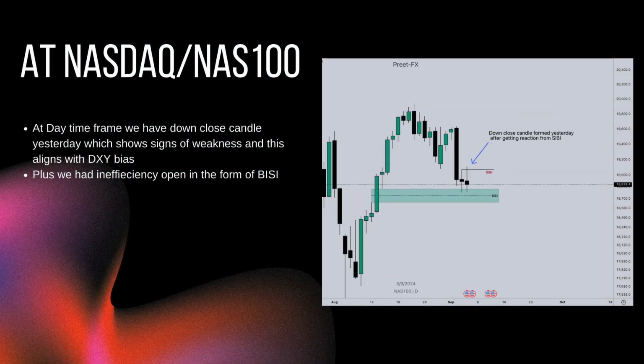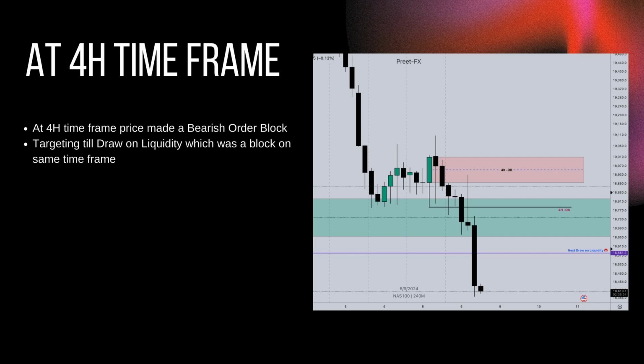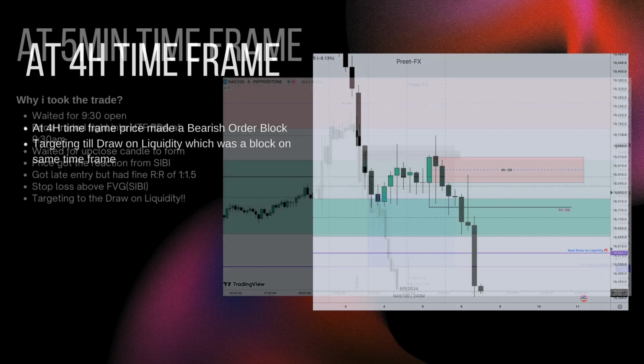Now coming up to the Nasdaq at day time frame, we have a down close candle yesterday which shows signs of weakness. And this aligns with the dollar index bias. Also inside this down close candle, we had a 4-hour bearish order block, which we will see in the next slide. Now coming up to the 4-hour time frame, I have already mentioned the formation of bearish order block, as you can see in the picture, and my draw on liquidity was at the up close candle. And there my bias was set for the Nasdaq.